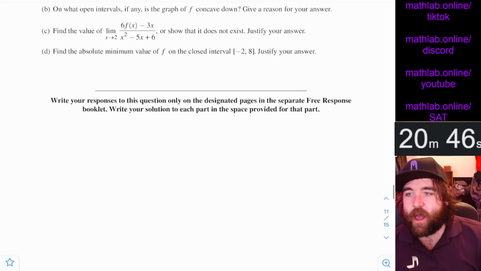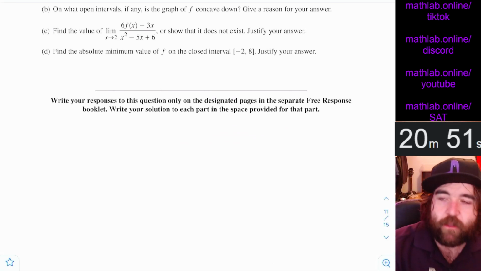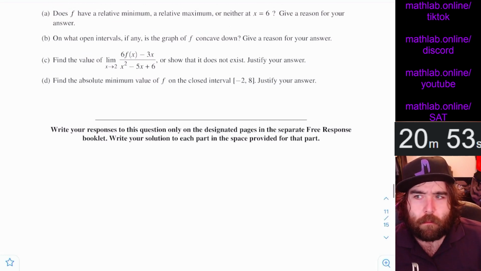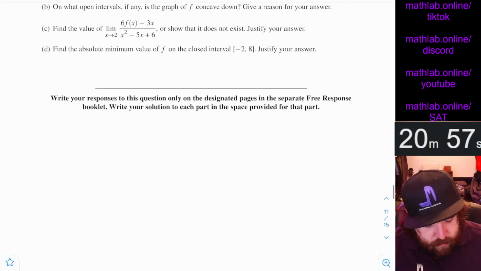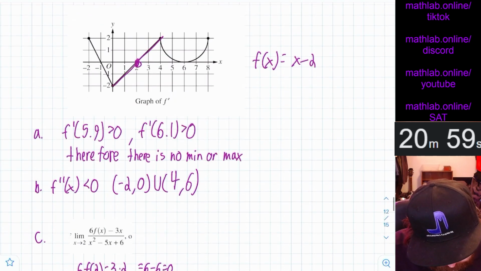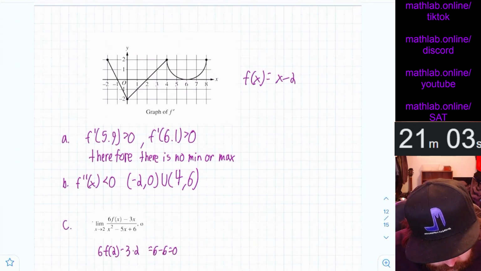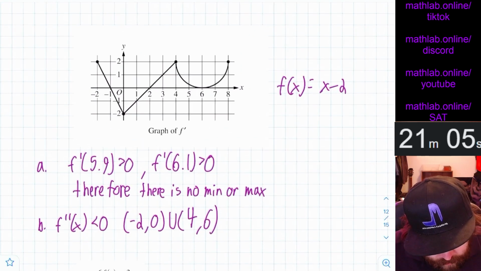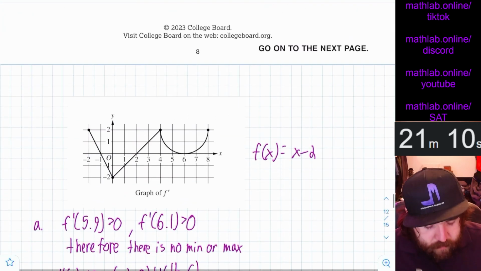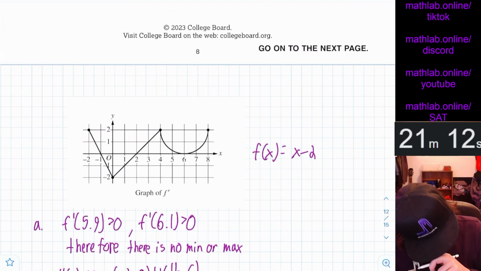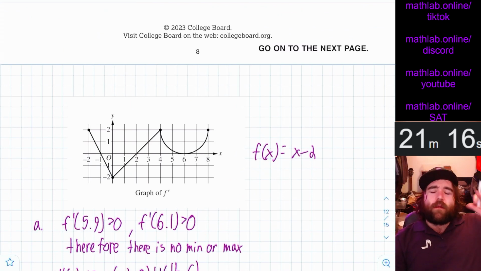Okay. Find the absolute minimum of the function. So the absolute minimum means we need to see where the derivative is 0. But really we just need to think of where it actually is. So these are like derivatives. Right, they're derivatives. So I'm going to try to think about the integral.